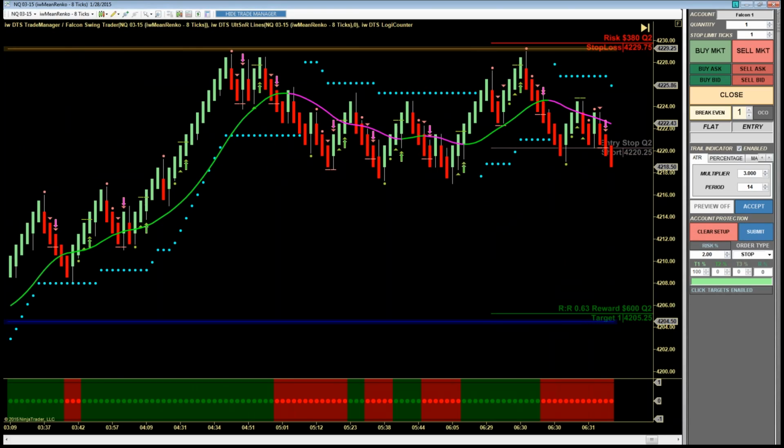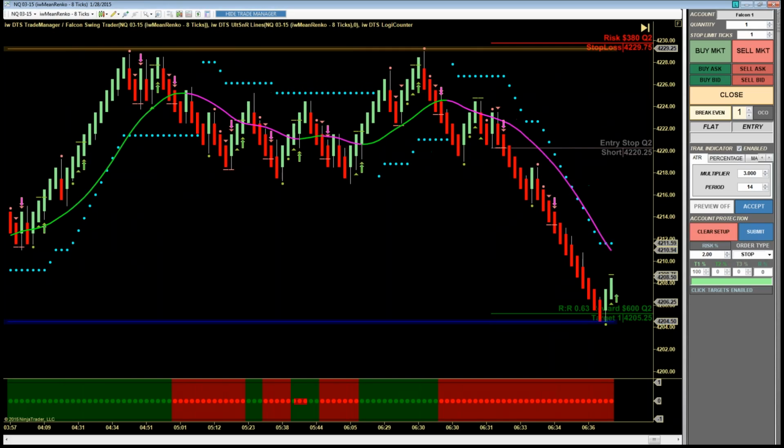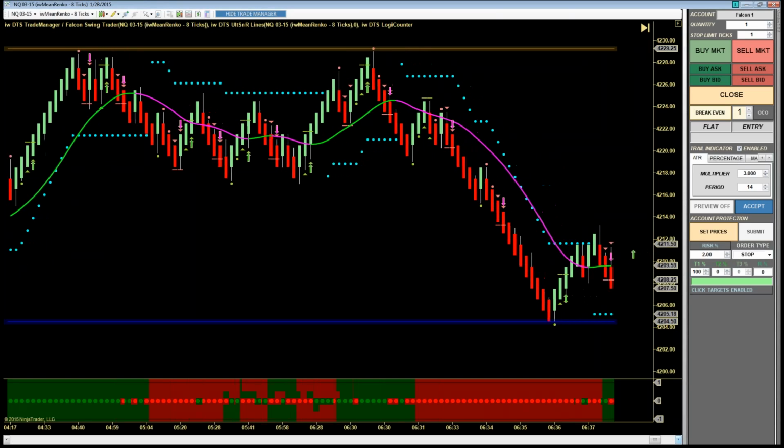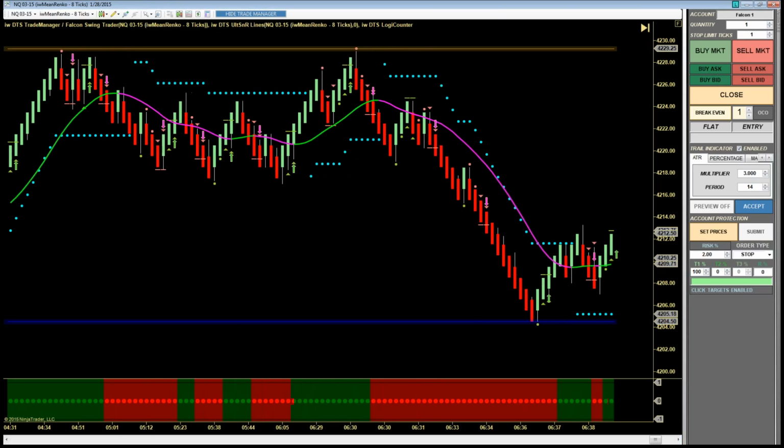Or here's a good example to the downside. Here's a sell signal. This is what we call our trend change signal on the Falcon. So he would cover above the median line and he would use the primary support as a profit target. That's how Omar liked to use them.